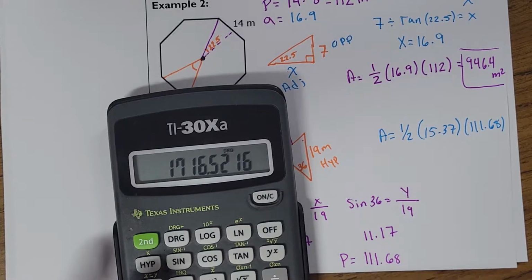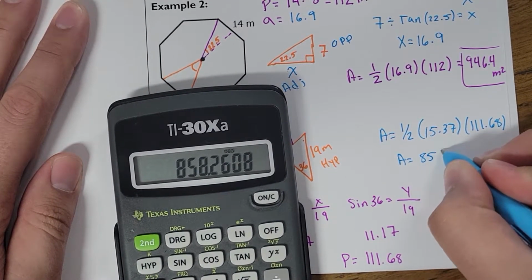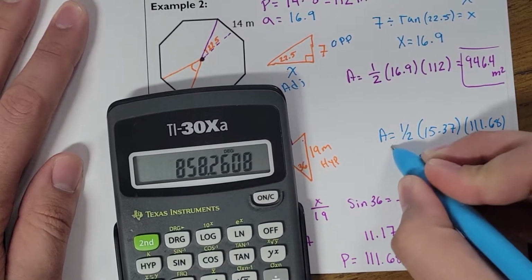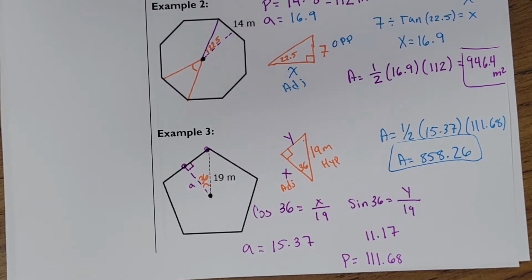111.68 divided by 2. And I get 858.26 for my area. So that covers the first part of this.